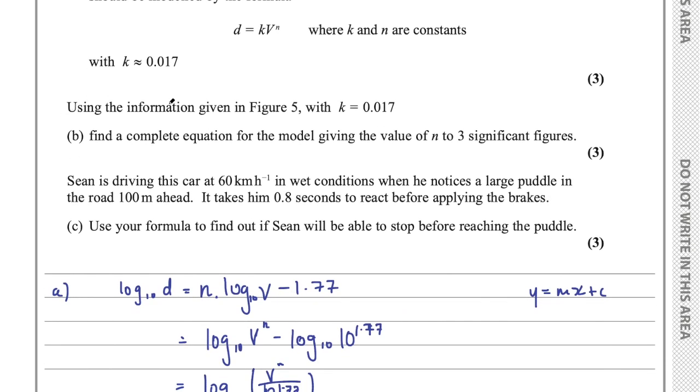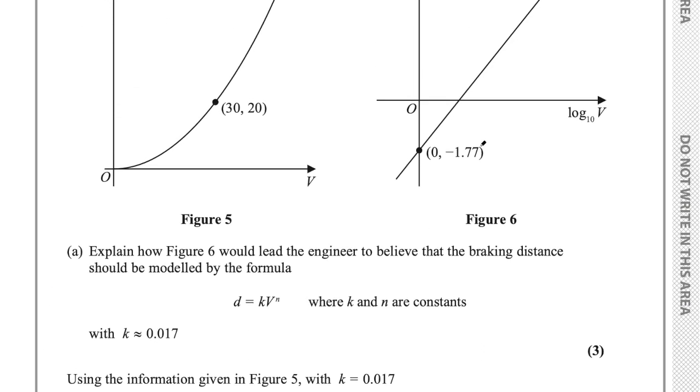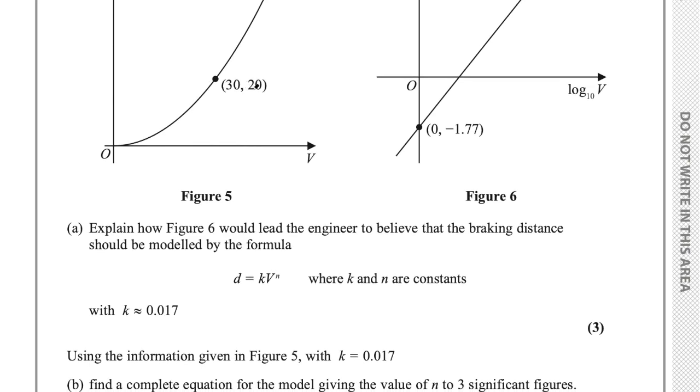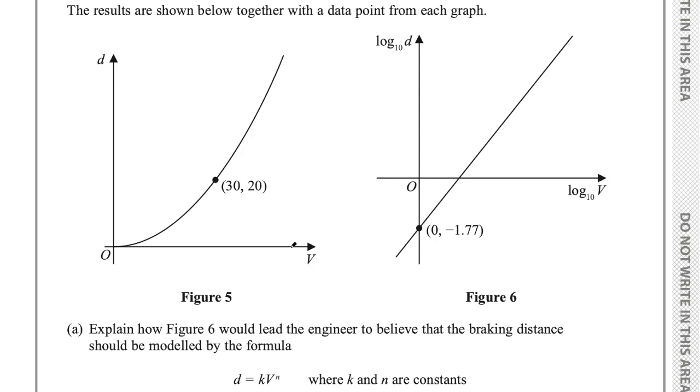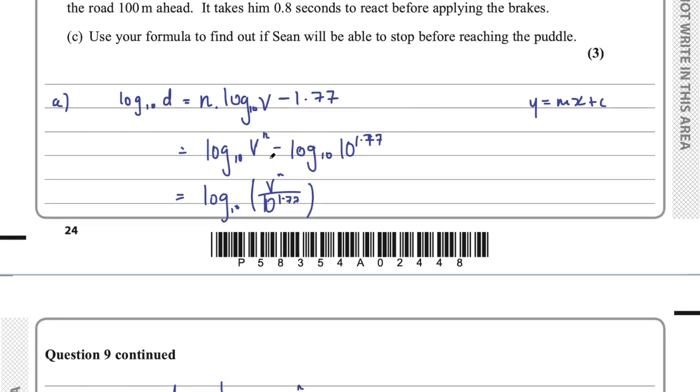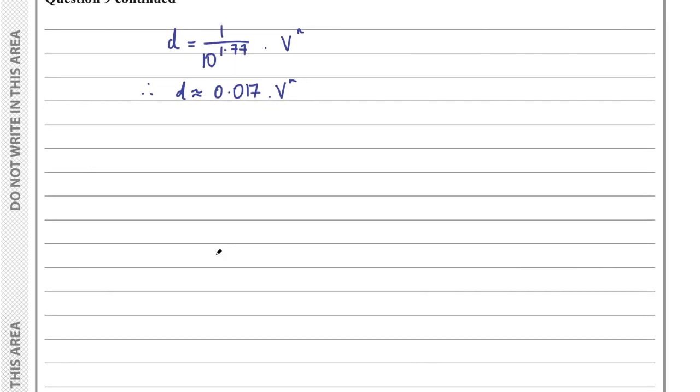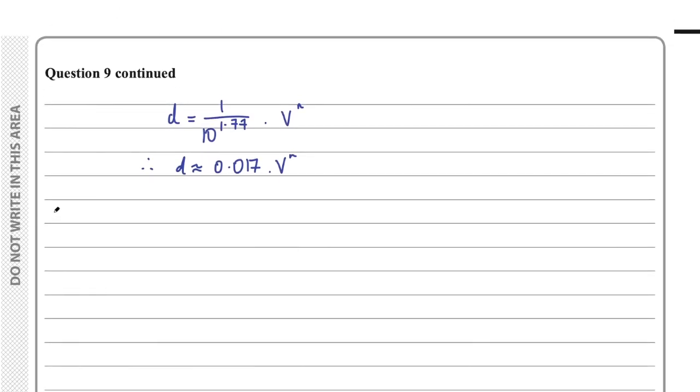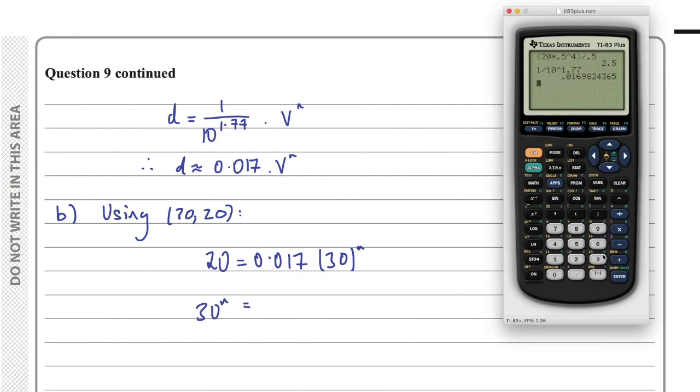Part B says, using the information given in figure 5 with k equal to 0.017, find a complete equation for the model giving the value of n to 3 significant figures. So we're using figure 5 now, and we've got that point 30, 20. And you'll notice the axes now are d and v. So essentially what I'm going to do is take that point, plug it into this formula I've found, and hopefully find a value for n. For part B, using 30, 20, plugging that in, I'll have 20 equal to 0.017 times 30 to the power n, and now I have 30 to the power n equal to 20 divided by 0.017.